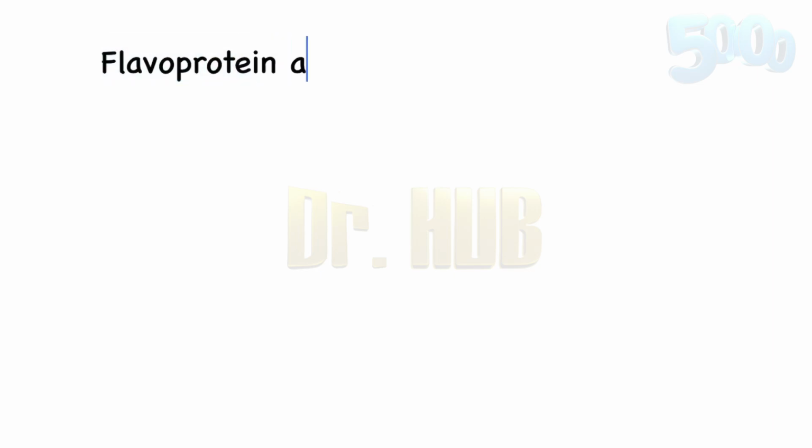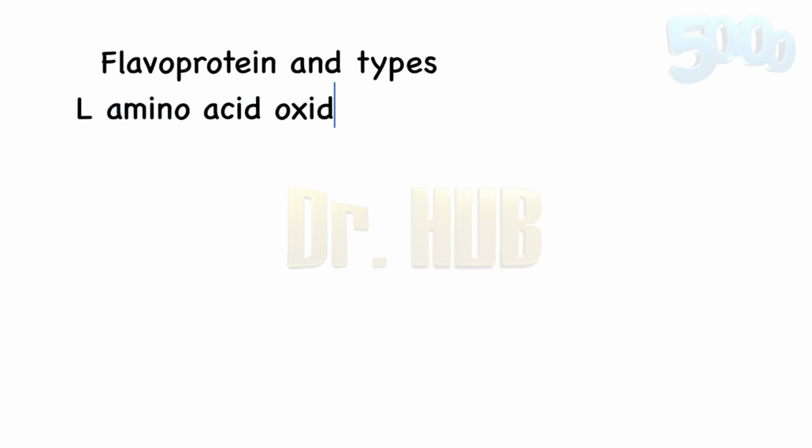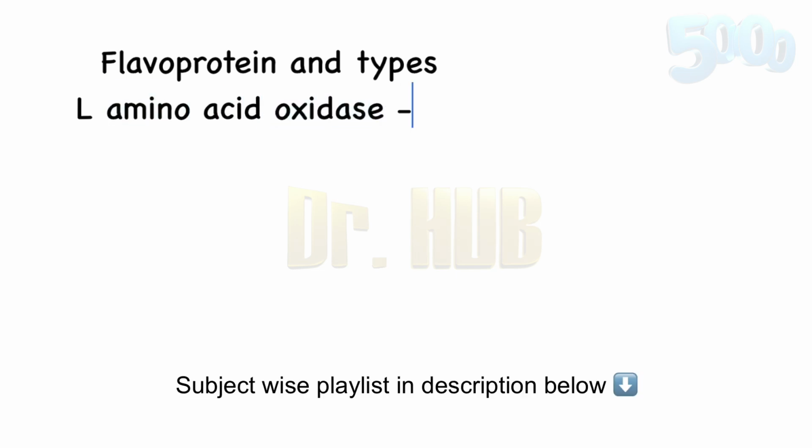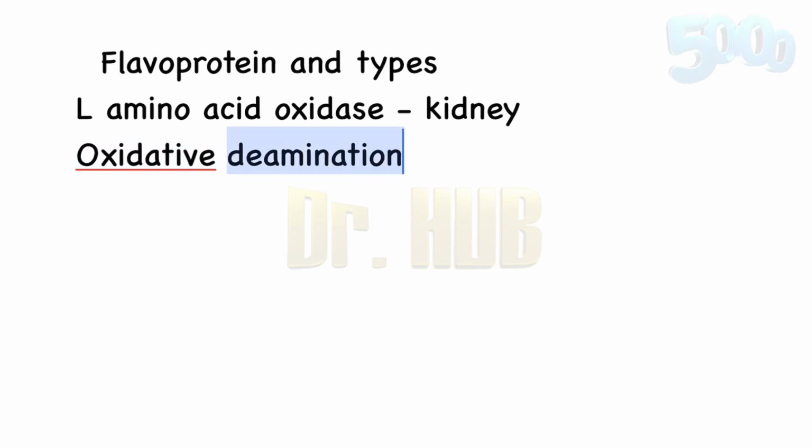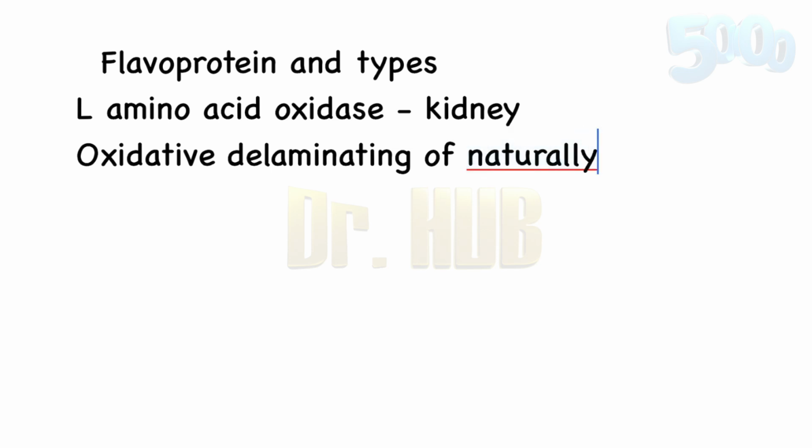Flavoprotein and types. So first one is L-amino acid oxidase. So here the location is the kidney and the action is specificity for the oxidative deamination. And this is of naturally occurring L-amino acids.